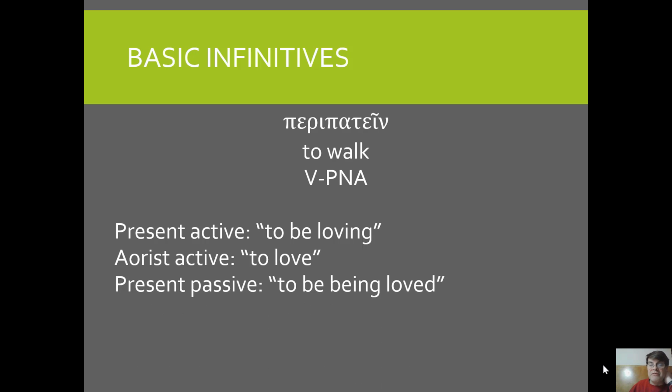So the present passive, you wouldn't translate it to be being loved. But again, it has a continuous flavor. You know it because you've studied Greek. Whereas the aorist passive is more to be loved. It's just kind of generic.